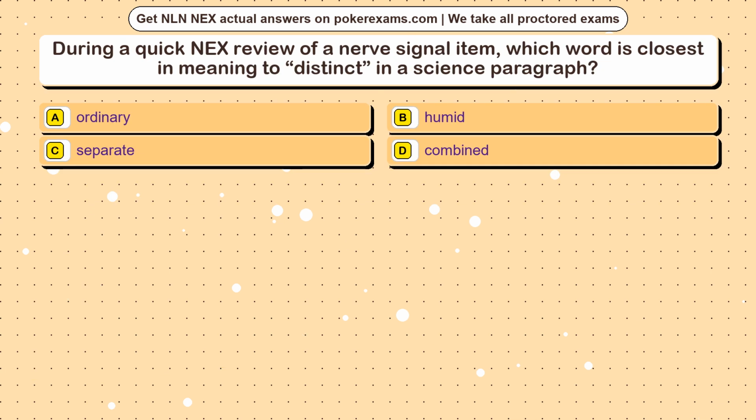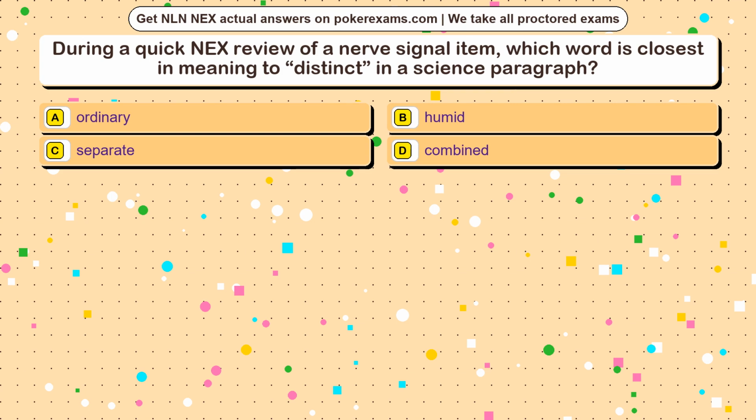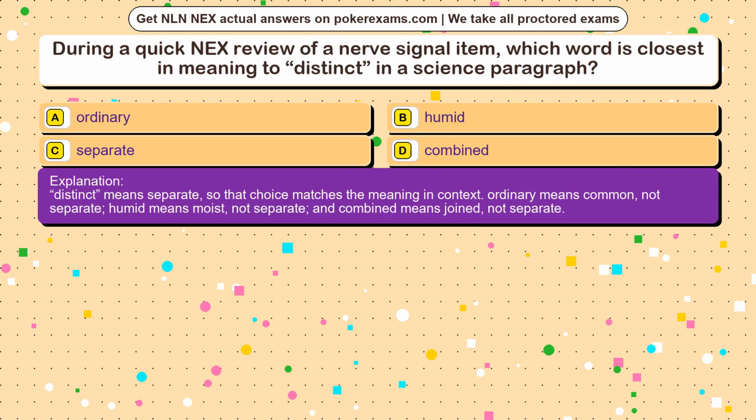Question 2. During a quick NEX review of a nerve signal item, which word is closest in meaning to distinct in a science paragraph? Option A, ordinary. Option B, humid. Option C, separate. Option D, combined. The correct answer is option C. Distinct means separate, so that choice matches the meaning in context. Ordinary means common, not separate. Humid means moist, not separate. And combined means joined, not separate.